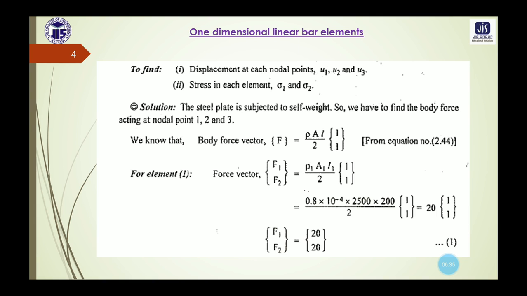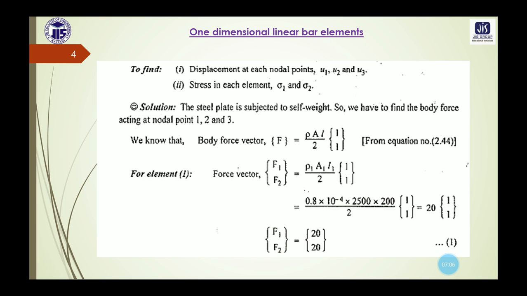Now the steel plate is subjected to self weight. So that means we have to find the body force which are acting at nodal points 1, 2 and 3. Now the equation for the body force, that is the column vector F, equals rho AL by 2 multiplied by the column vector 1, 1. So this is the formula for the body force vector F, which is known to us.